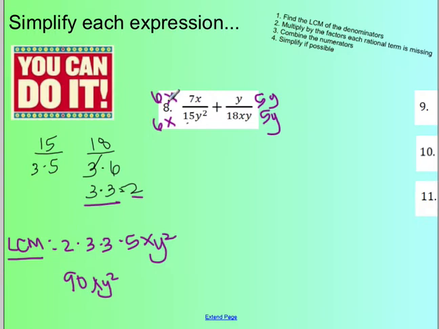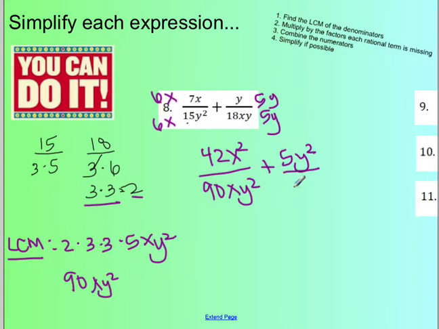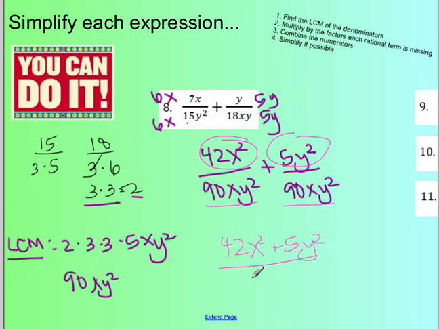So if I simplify, I know that 6 times 7 is 42. x times x will give me x squared, all over 6 times 15 will be 90xy squared, plus 5y times y will give me 5y squared, all over 18 times 5 will give me 90, xy times y will give me xy squared. Now notice I have a common denominator. So I can add my numerators. So I would have 42x squared plus 5y squared all over 90xy squared. And I would make sure, can I combine any of these? No, I cannot, so this would be my final answer.